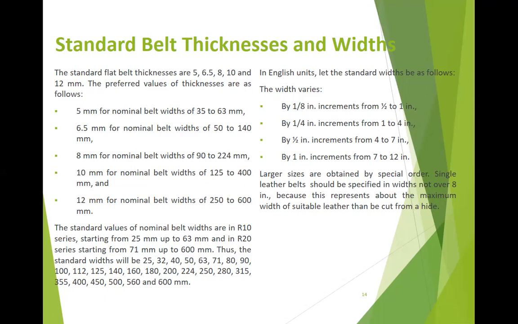In English units, the standard widths are as follows. The width varies by 1/8 inch increment from 1 up to 1 inch, by 1/4 inch increment from 1 to 4, by 1/2 inch increment from 4 to 7, and by 1 inch increment from 7 to 12. Larger sizes are obtained by special order. Single leather belt should be specified in width not over 8 inches, because this represents about the maximum width of suitable leather that can be cut from a hide. So by 1/4 increment from 1 to 3, that means 1 and 1/4, 1 and 1/2, 1 and 3/4, 2 inch, and so on.